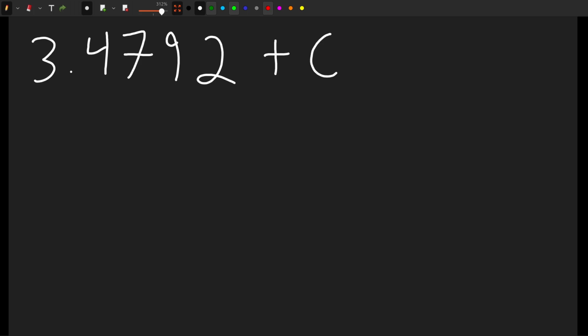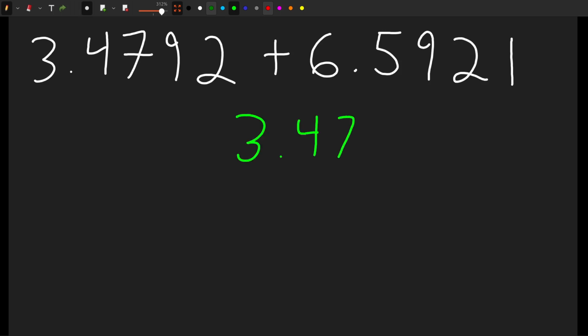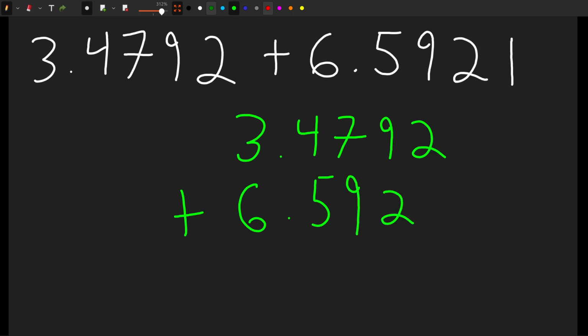Next problem, we're going to go back to addition. We're going to have 3.4792 plus 6.5921. Okay, we're going to line them up like we did before. 3.4792 plus 6.5921. 2 plus 1 is 3.